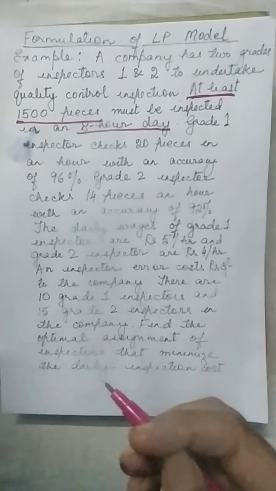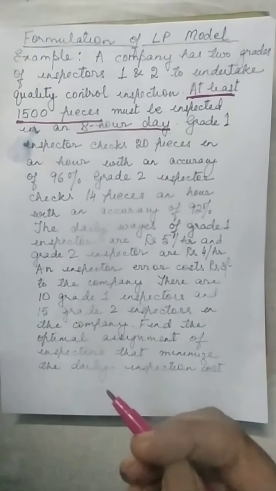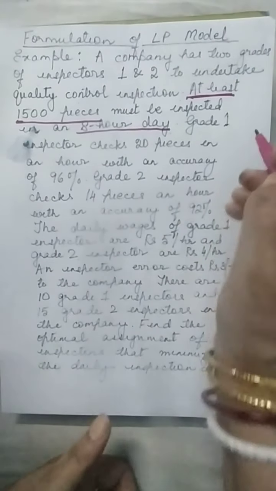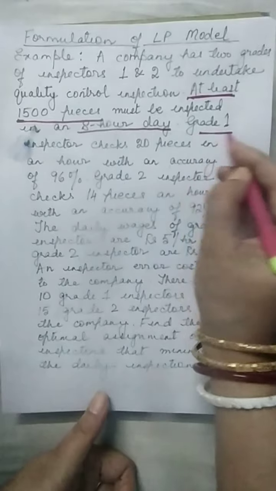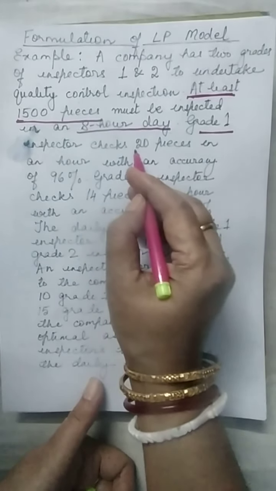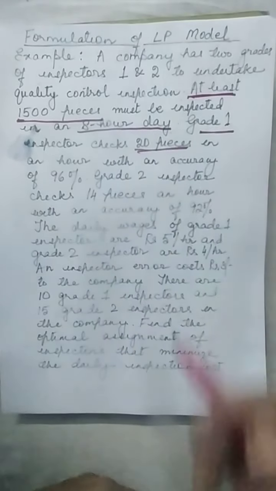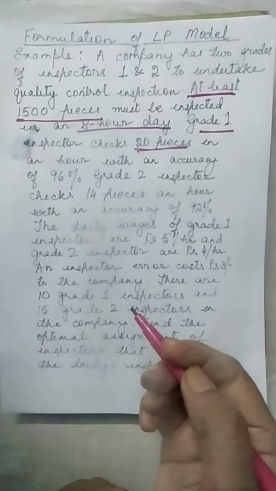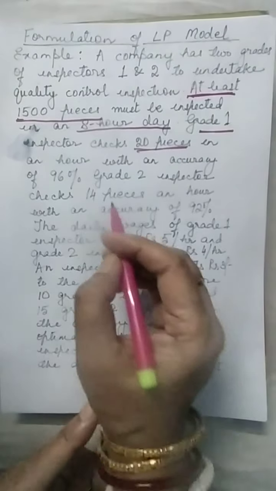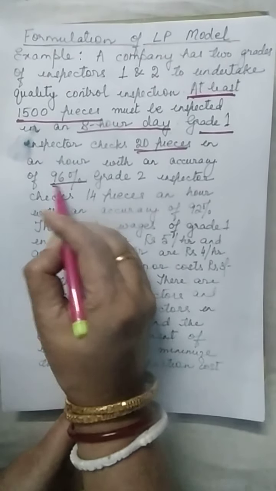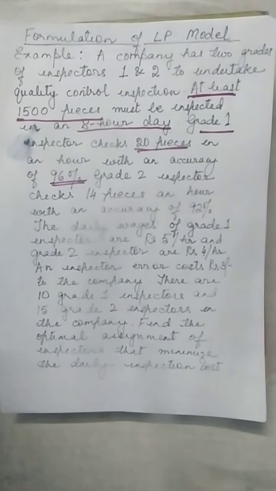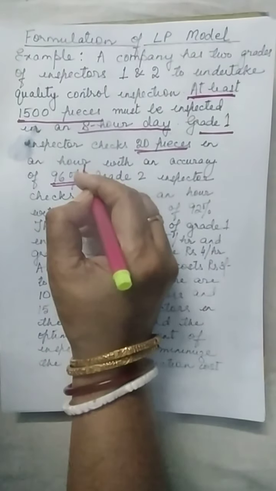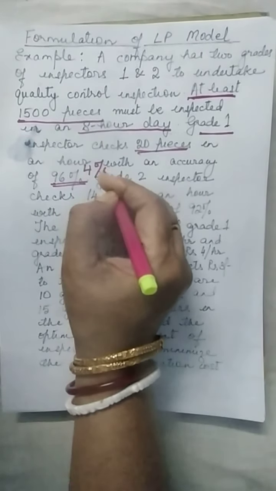Grade 1 inspector checks 20 pieces in an hour. So the grade 1 inspector is capable of checking 20 pieces within an hour with an accuracy of 96%. Accuracy of 96% means what? That out of 100, the 96 results that he gives are correct. So that means 4% of the results he gives are not correct.